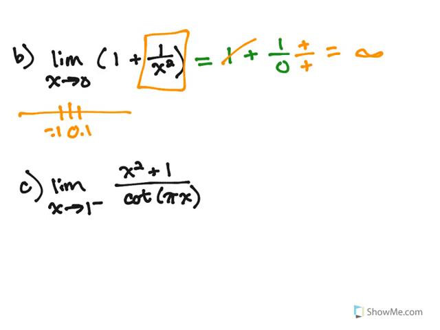All right, let's look at our next one. The limit as x approaches 1 from the left of x squared plus 1 over cotangent of pi x. So that's going to be cotangent of pi when we plug in. And I don't know what cotangent is, because I know sine and cosine off my unit circle. So I'm going to rewrite this in terms of sine and cosine.